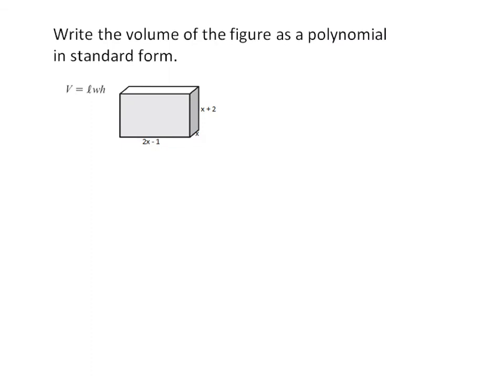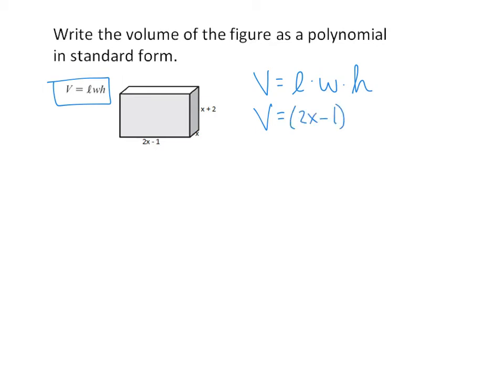Okay, so now this example asks us to write the volume of the figure as a polynomial in standard form. We do provide the volume formula right here for a rectangular prism. Volume is length times width times height. So I'm going to go ahead and write volume equals length times width times height right here, and I'm going to fill in what I know. The length is 2x minus 1.